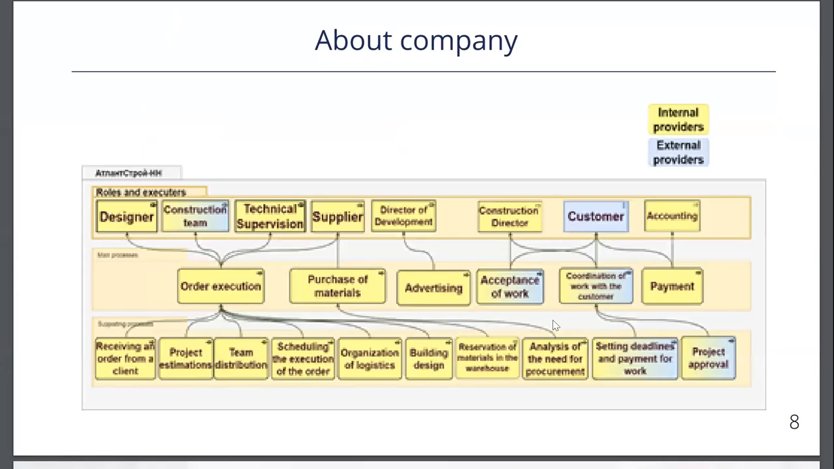What about how it connects with processes? Please note that the yellow color is about internal providers, so it's the organization, and the blue one is about external providers. Here we can see that almost all main processes are done by internal providers, so by the company itself. And the most part of the construction team is external providers.